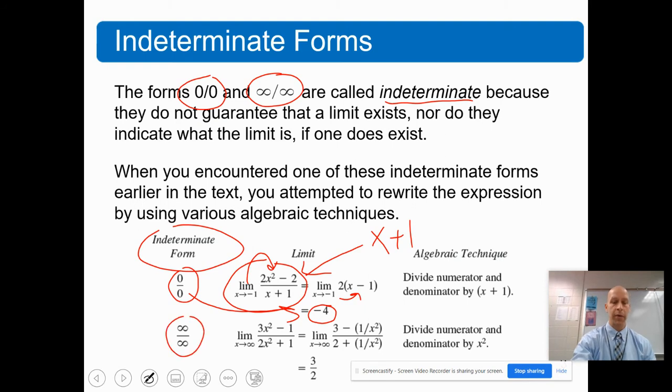Here's another example, infinity divided by infinity. If we do the limit on the left and directly substitute infinity into that, you will get infinity over infinity. Well, in this particular case, what we would have done is we would have divided by x squared on the numerator and the denominator. And then, of course, the right-hand terms go to 0, so you're left with 3 over 2. So that is what the value of the limit is. It's 3 over 2. So those were the algebraic techniques that we used all the way back in chapter 1. So this is actually kind of a good review of chapter 1.